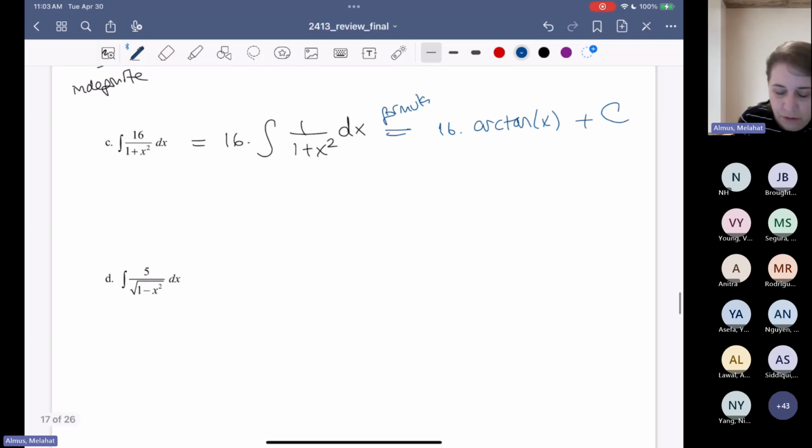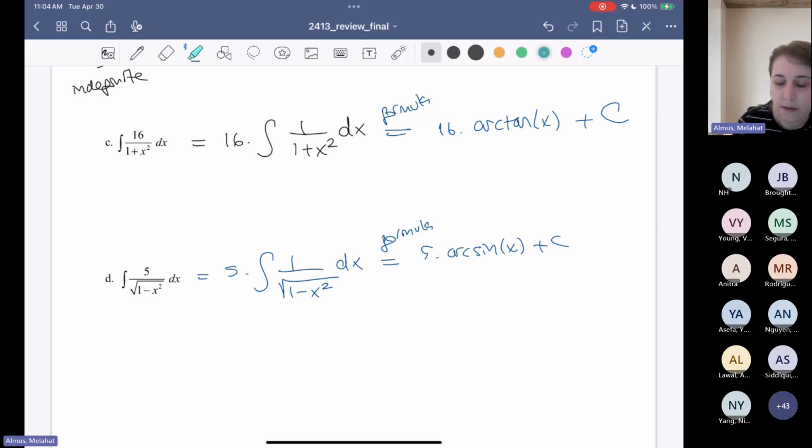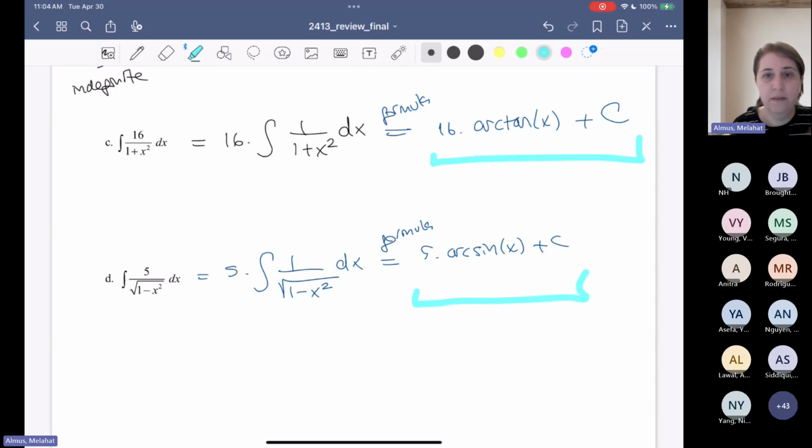Another formula question. First, pull the 5 out. Remember, we can pull numbers out, we can pull coefficients out, but not x's out. And this is our formula for arcsine. And plus c and we're done. This is it. Those are the final answers, nothing to do. Okay? But please practice writing the integral signs too.